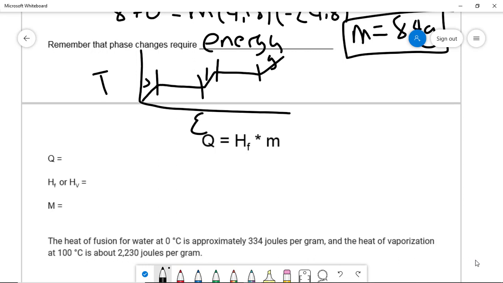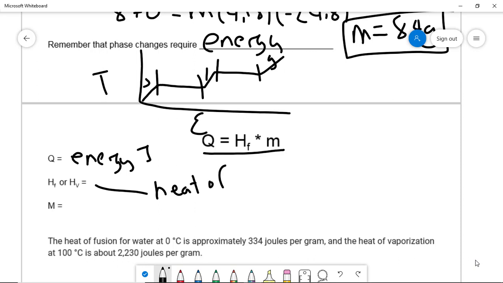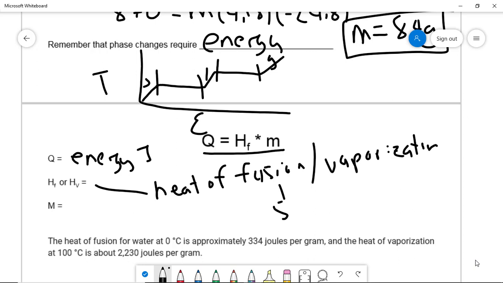So as a result of this, we have to come up with a new equation. Q equals HF times M. Again, Q is energy in joules. HF or HV stands for heat of fusion or heat of vaporization. You'd use heat of fusion if you're going from solid to liquid state or the opposite way, and vaporization if you were going from liquid to gas. And M, again, is just your mass in grams.